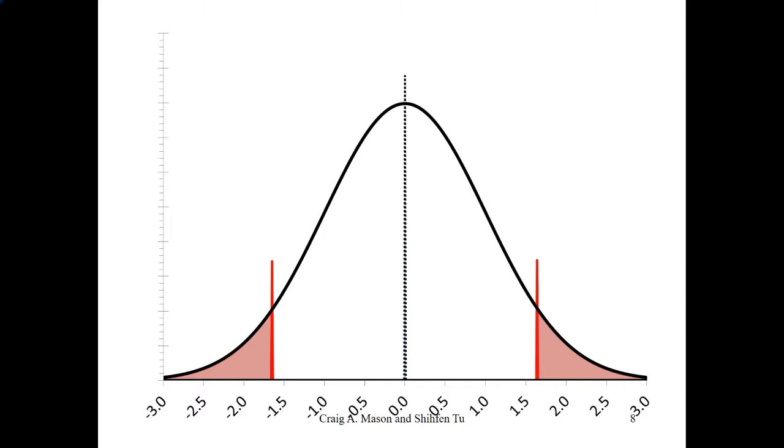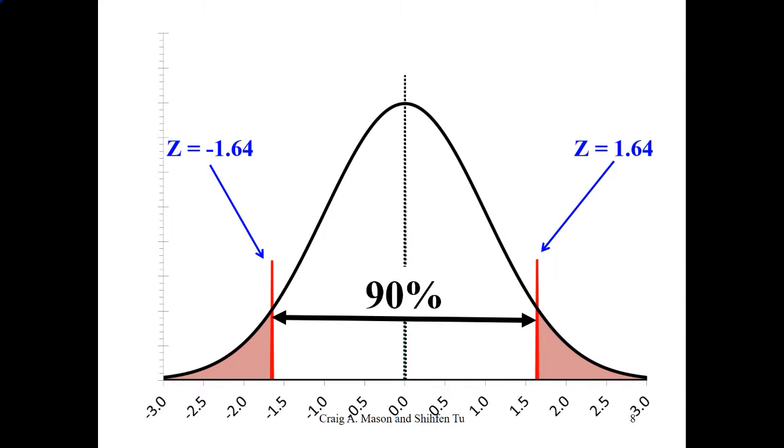Remember, with a normal curve, we know that 90% of the scores fall between z equals negative 1.64 and z equals positive 1.64, or between 1.64 standard deviations below the mean and 1.64 standard deviations above the mean. We can think of that z of 1.64 as being the bounds for 90% of the distribution, or containing 90% of the distribution.